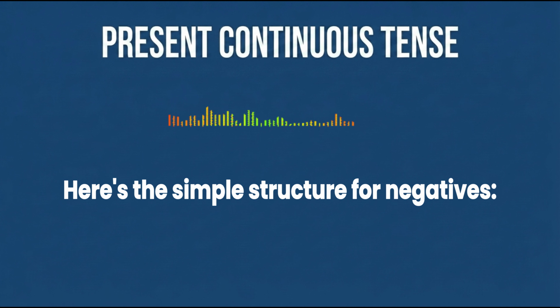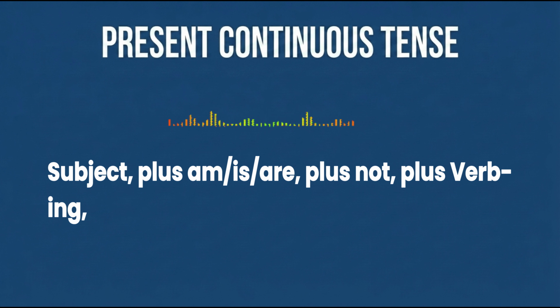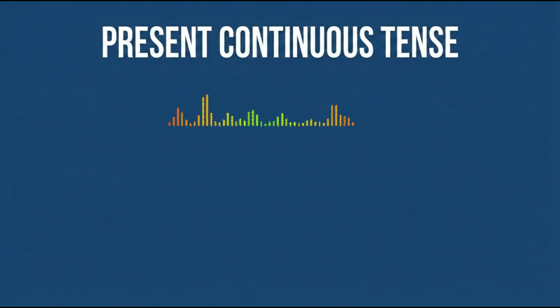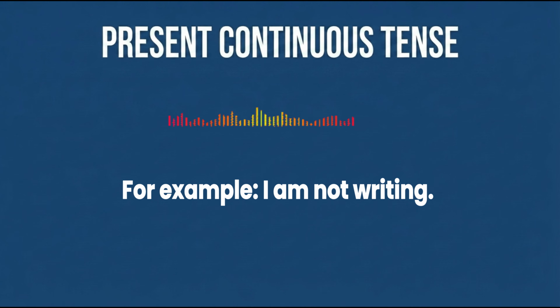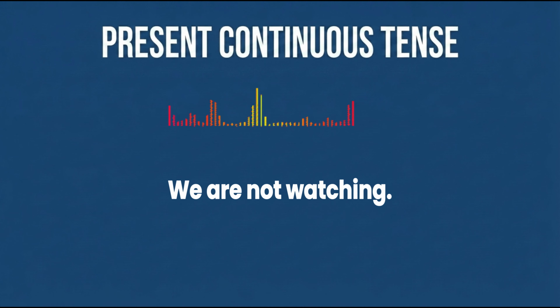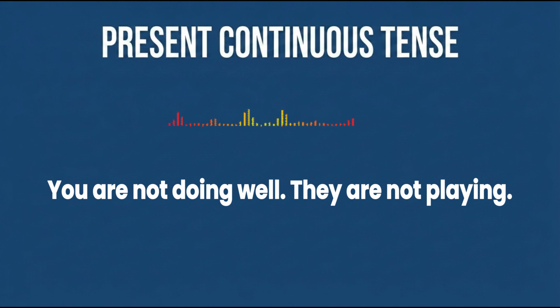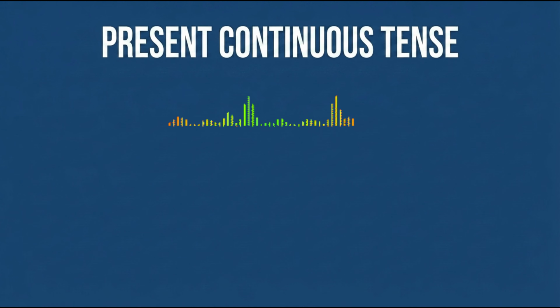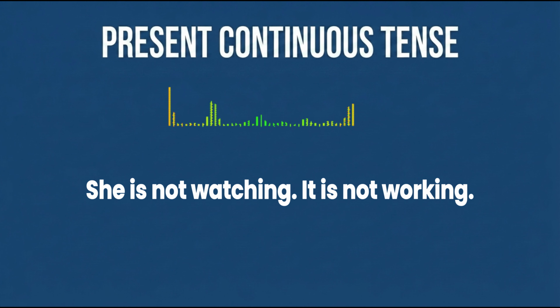Here's the simple structure for negatives. Subject plus am, is, are, plus not, plus verb ing, plus object. For example, I am not writing. We are not watching. You are not doing well. They are not playing. He is not playing. She is not watching. It is not working.